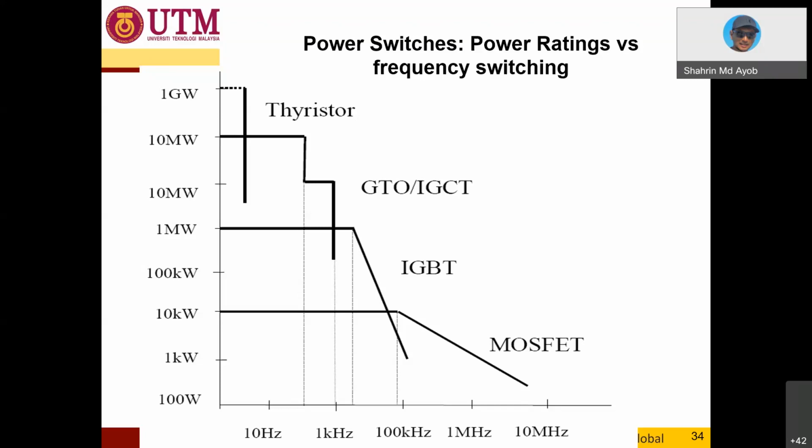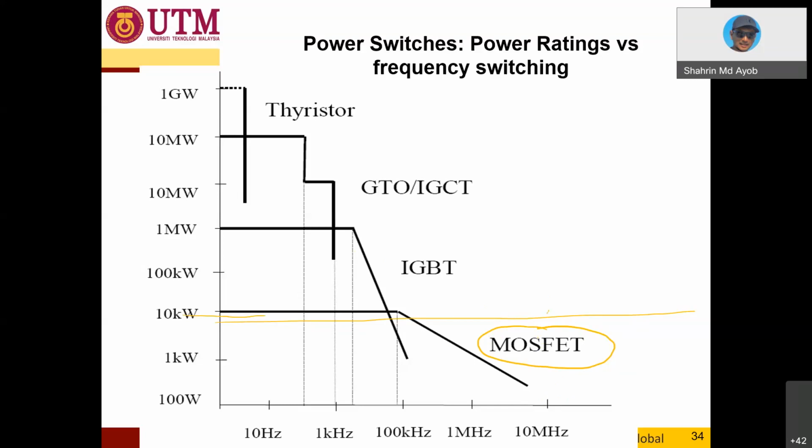So it depends on the body, right? Okay, so these are the classifications based on the power rating and the switching frequency. As you can see, the MOSFET is okay for applications lower than 10 kilowatts, but it can be applied at very high switching frequency. So this is the limitation for the MOSFET.